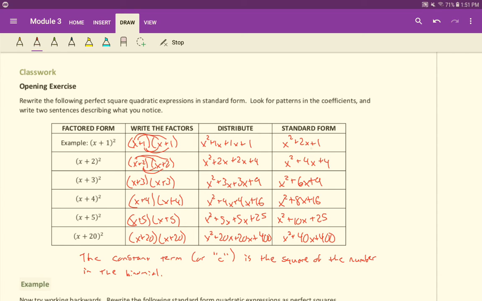Okay, what about the middle term? The middle term here, we get 2, then 4, then 6, then 8, then 10, then 40.